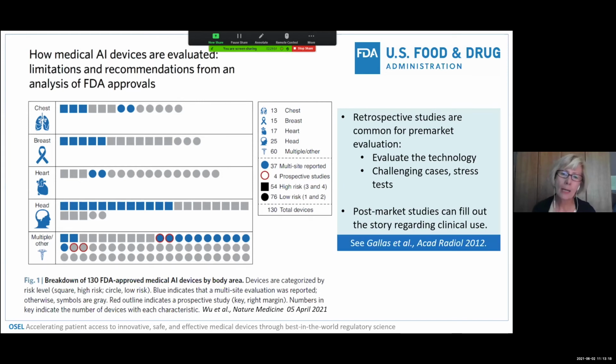So I'd like to point to this paper by Brandon Gallus and many co-authors that was published in Academic Radiology in 2012, the output of a workshop that brought a lot of very expert thinking across the community to speak with one voice around the consensus for this kind of approach for many imaging device evaluations.